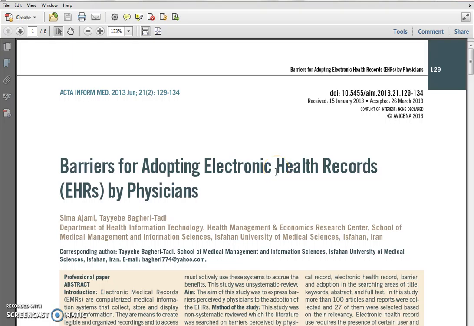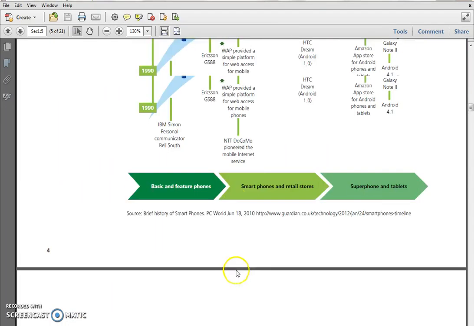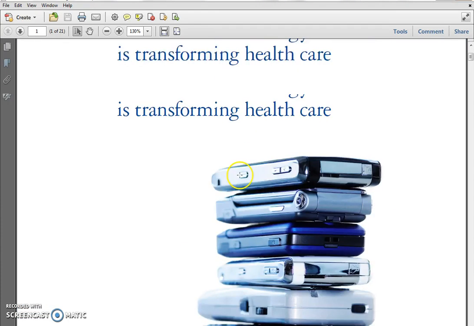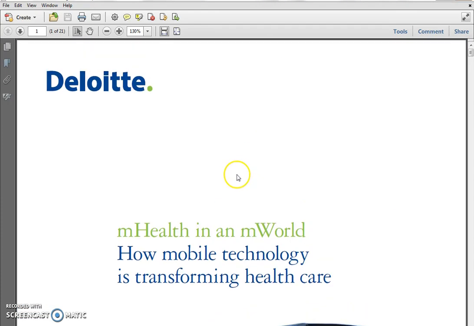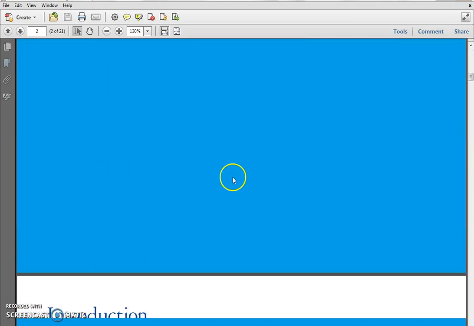And then, since this chapter also talks about telemedicine and telehealth, mobile health is an overarching concept of telehealth, telemedicine. So this is a white paper by Deloitte Consulting: what is mobile technology and how is it transforming healthcare? So I just wanted you to read that.